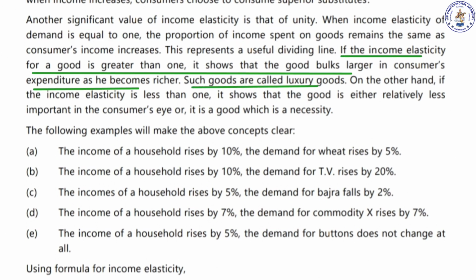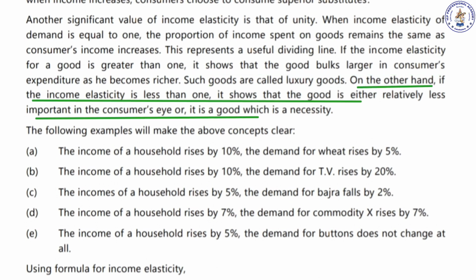That is, if the income elasticity for a good is greater than 1, it shows that the good is bought in larger quantities by the consumers. That is, he spends a major portion of his income when he becomes richer on buying those goods. Such goods are called luxury goods. On the other hand, if income elasticity is less than 1, it shows that the good is relatively less important to the consumer, it is a good which is a necessity.